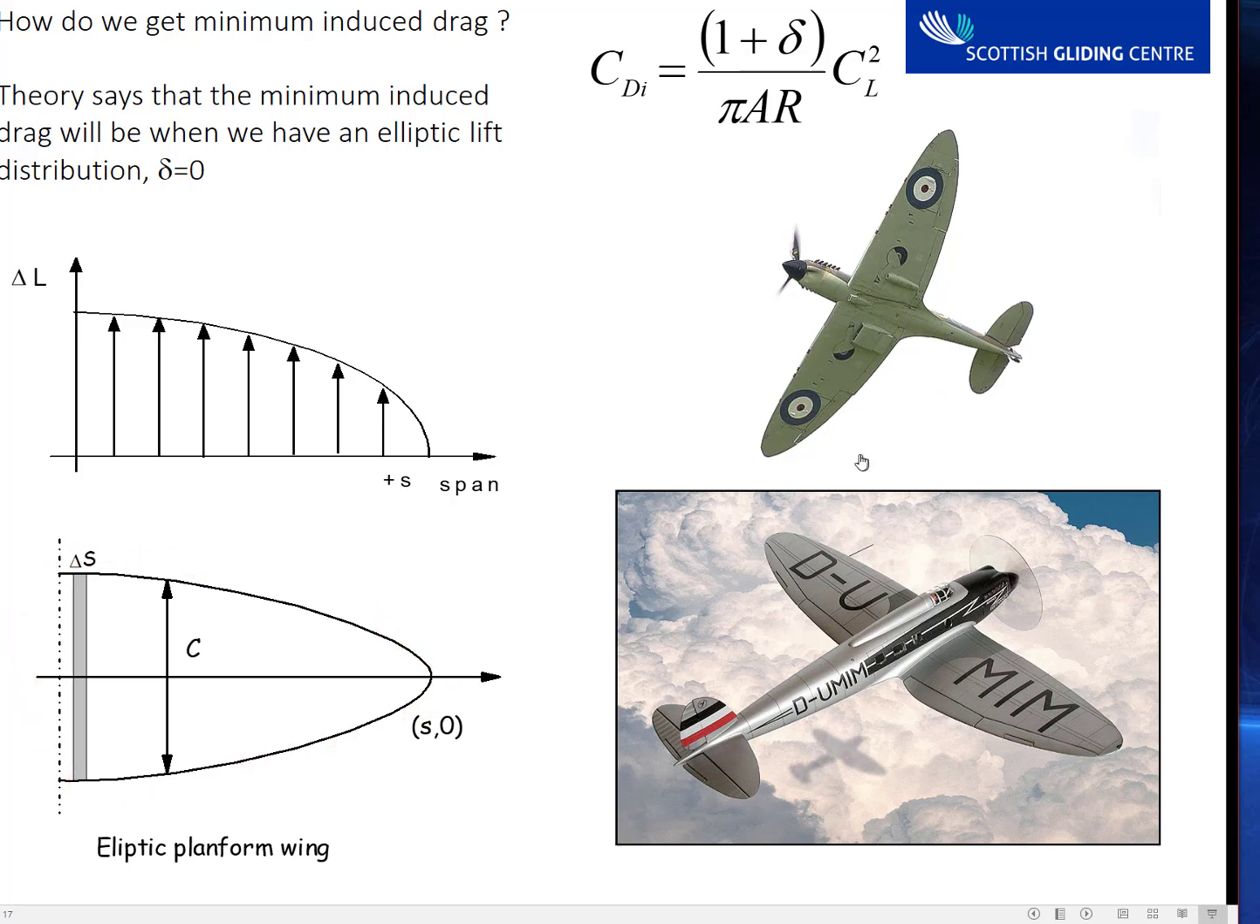And that's why we see on a Spitfire and this Heinkel, they had an elliptically shaped wing. And the reason for that is it gives you the minimum induced drag. The problem is that creating these elliptically shaped wings is quite difficult.